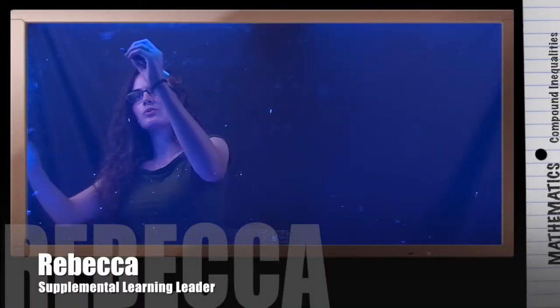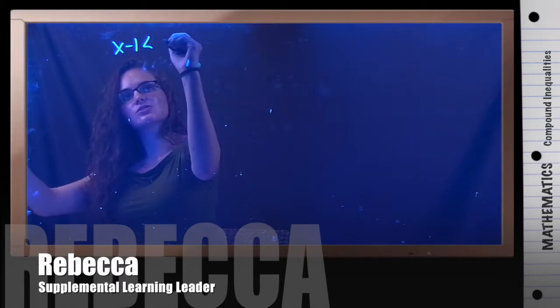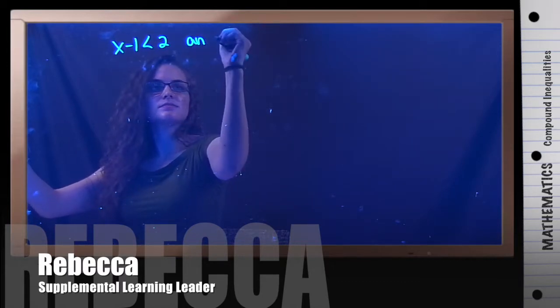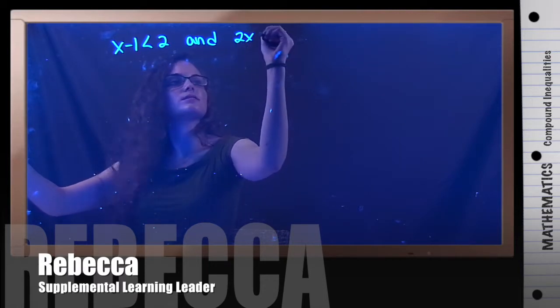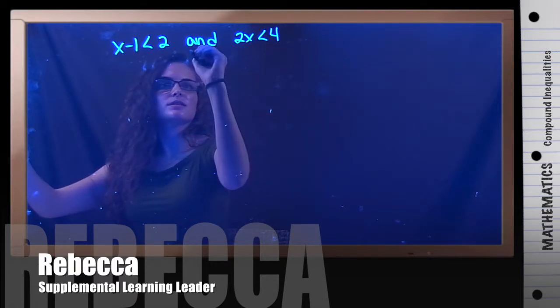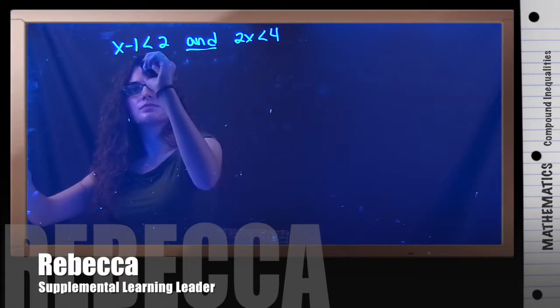For this example, we're given two equations. x minus 1 is less than 2, and 2x is less than 4. This "and" is important later on. But first we have to solve.